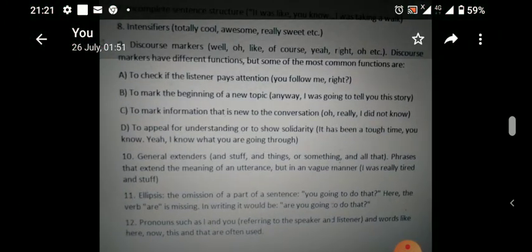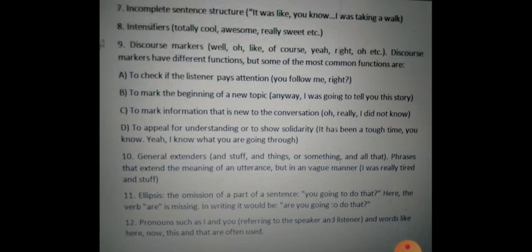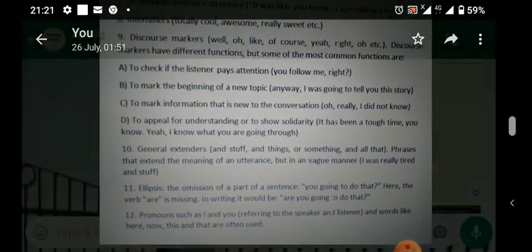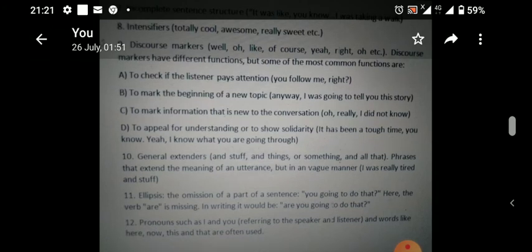Okay, the next features that we are going to have a look at are the incomplete sentence structure. We have already discussed it. Then the use of the intensifiers has already been discussed, and then we have already talked about the discourse markers.